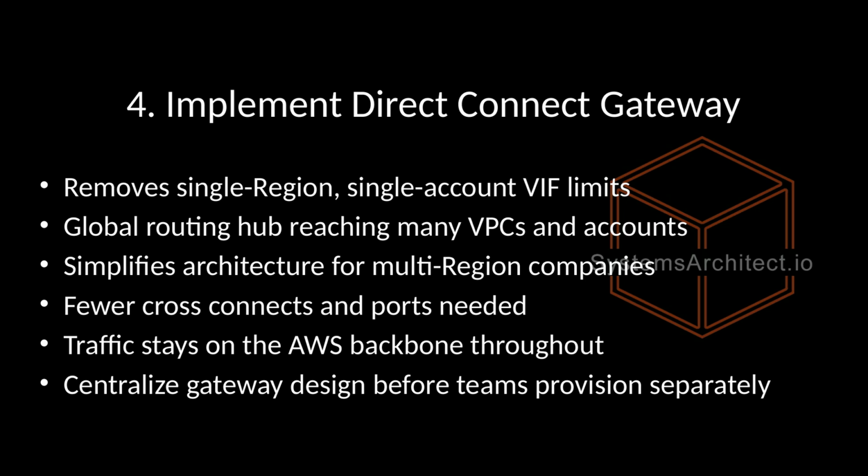Traffic still travels over the AWS backbone, not the public internet. That preserves the private, predictable performance Direct Connect is known for. Centralize gateway design early, before teams provision connections independently.